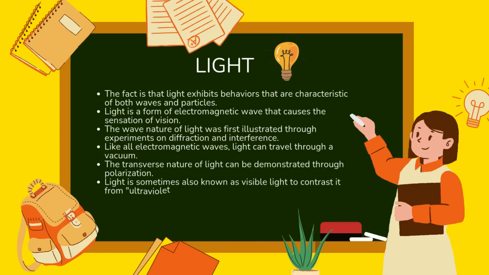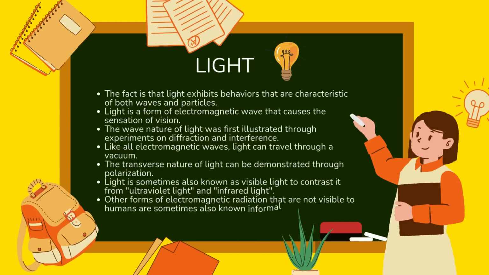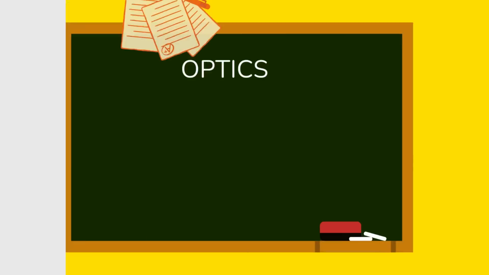Light is sometimes also known as visible light to contrast it from ultraviolet light and infrared light. Other forms of electromagnetic radiation that are not visible to humans are sometimes also known informally as light.